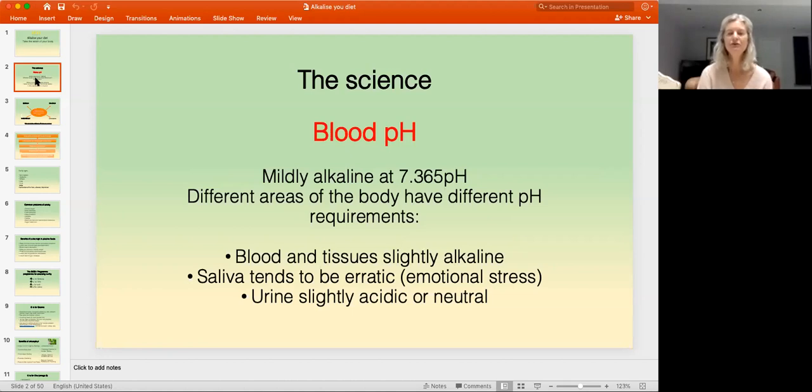We're aiming for a neutral, really. So we don't want to be too alkaline because we do need acid. We need it to break down food. But we don't want to be too acidic because that can cause a lot of issues in the body, which I'm going to briefly run through.